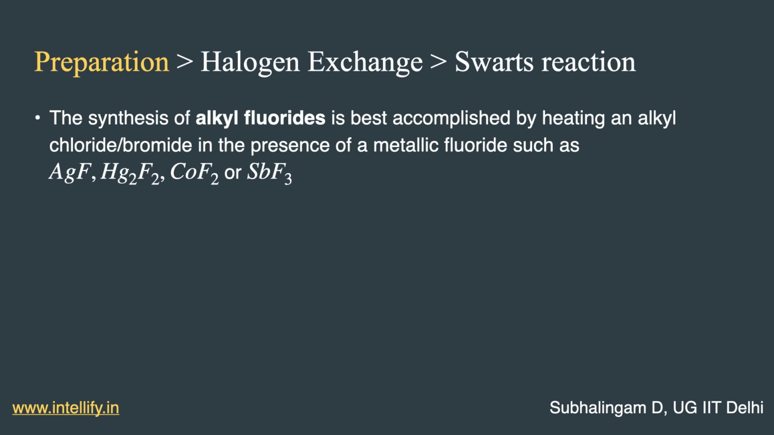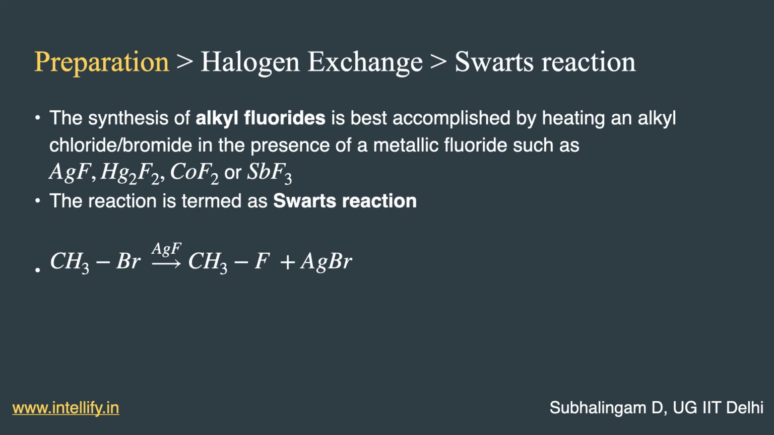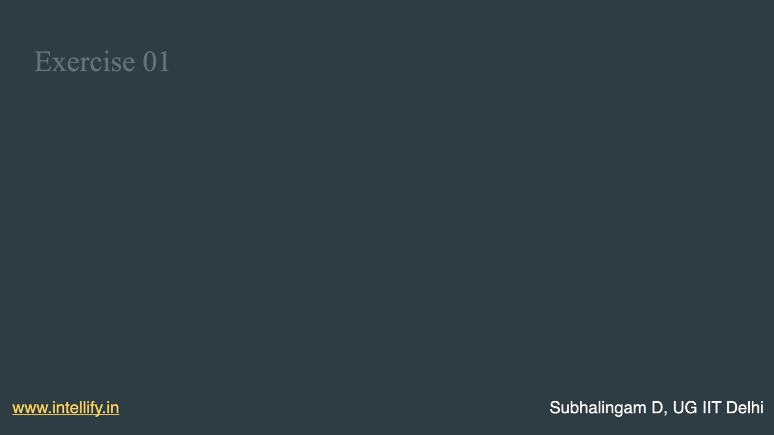So next is the Swarts reaction. It is specific for preparation of alkyl fluorides and it's the best method to prepare alkyl fluorides. This is done by again taking alkyl chloride or bromide in presence of metallic fluorides such as AgF, Hg2F2, etc. And this reaction is called the Swarts reaction. For example, I take methyl bromide and treat it with AgF. I get fluoromethane with AgBr salt.